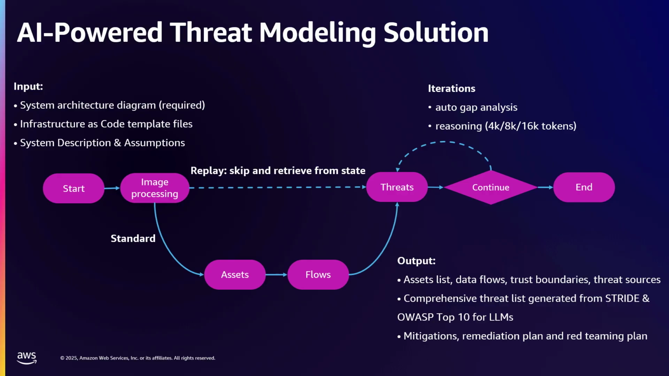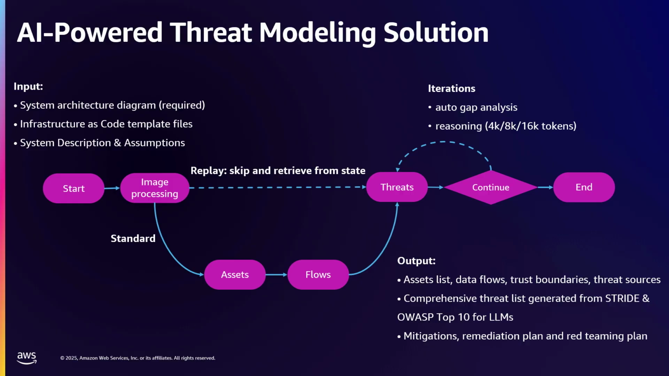In the flow node, the agent can help you get the data flows in your system and the trust boundaries. Based on all the above results, the threat node can let you know what could go wrong in your system based on the OWASP and STRIDE frameworks. The last node in the workflow is the continue node, which is a conditional node. The AI agent will determine if you have already created a very good threat model. If so, the workflow will come to the end. If not, the continue node will send you back to the threat node to regenerate the threat model.